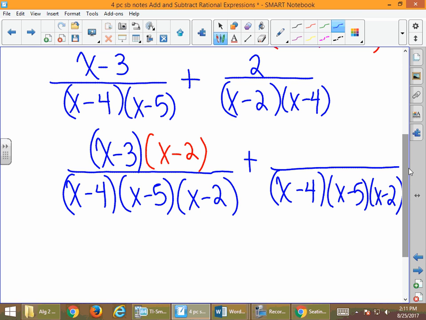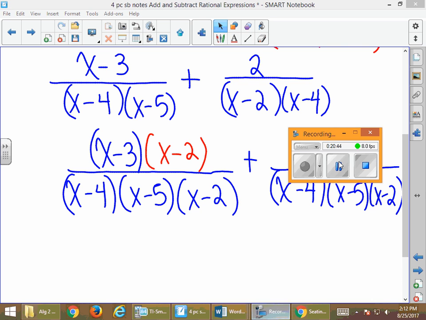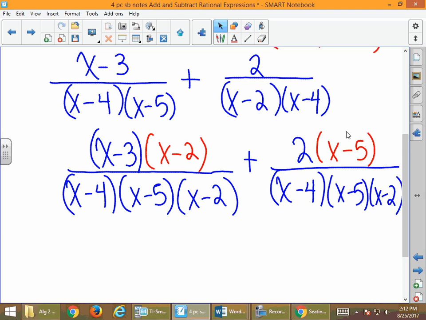And on our right-hand fraction, our x minus 2 was there, our x minus 4 was there. We already have the 2 in there, but what's there now that wasn't there is the x minus 5. Don't cancel anything out here. X minus 5 divided by x minus 5 is 1. X minus 2 divided by x minus 2 is 1. That's the fancy form of 1. So now we found what we need to help us add these two fractions together.